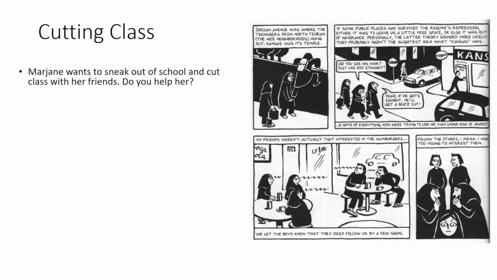Marjane wants to sneak out of school and cut class with her friends. Do you decide whether to help her or not, right? So she actually wants your help. You can see there in the upper left panel, she wants your help to get over the wall of her school so she can escape and go out to a restaurant called Kansas, which serves burgers. So you need to decide with your group, do you help her or not?